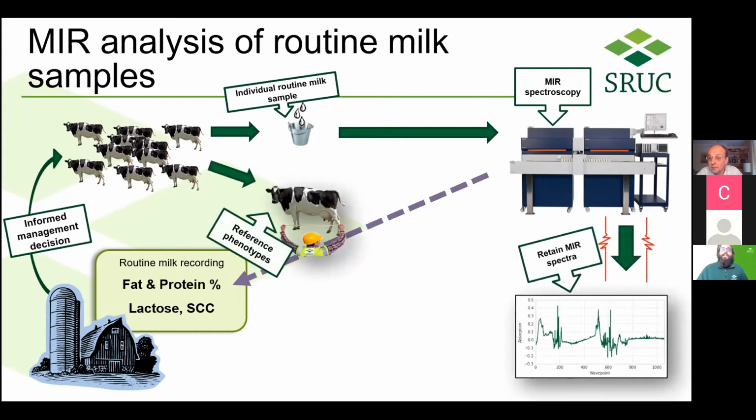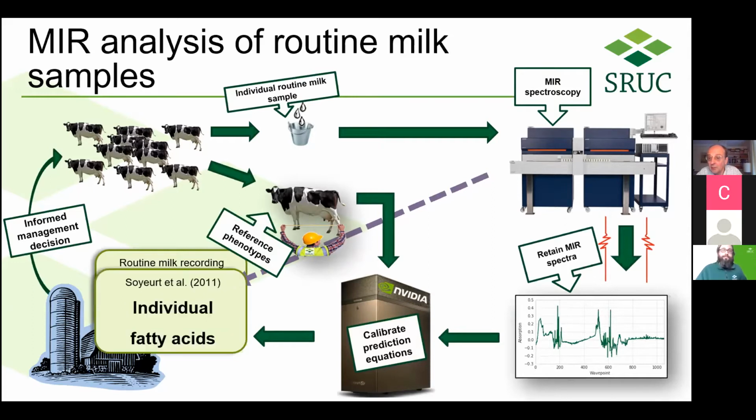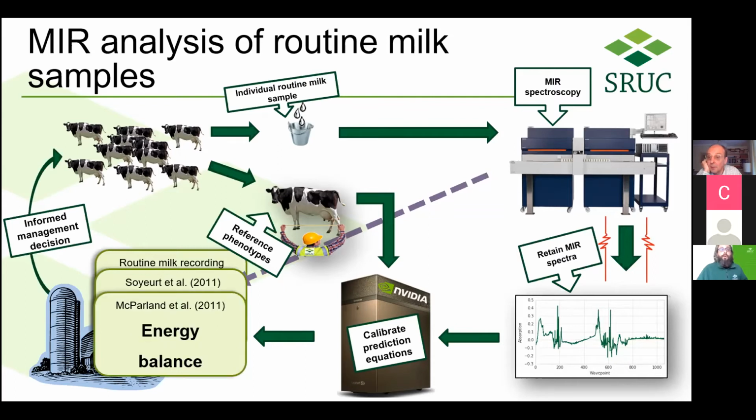But at the same time, if we collect reference phenotypes and retain the mid-infrared spectral data that comes off the spectrometers, we can use that information to calibrate prediction equations to predict these phenotypes. In dairy cows, like most of our fields, we're looking at phenotypes that are either expensive to record or difficult to record. This was shown back in 2011 by Soyeurt et al. when they looked to predict individual fatty acids using this method, and also in the same year by McParland et al. when they were looking at energy balance.